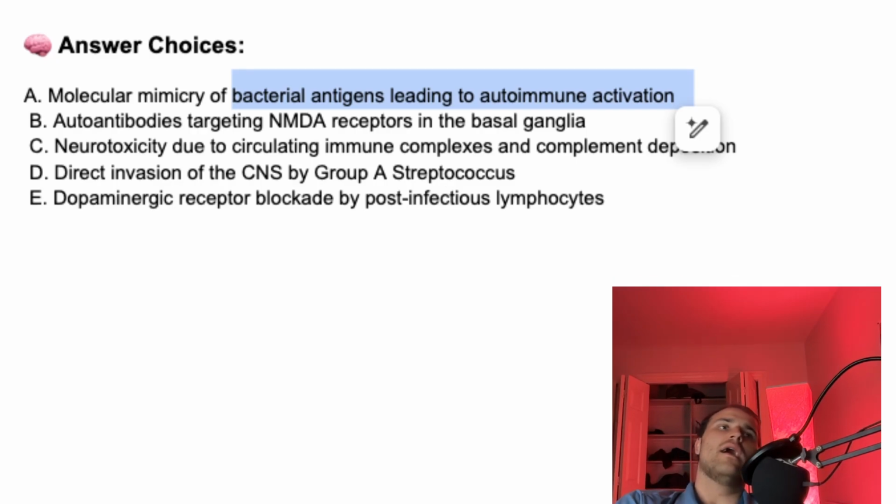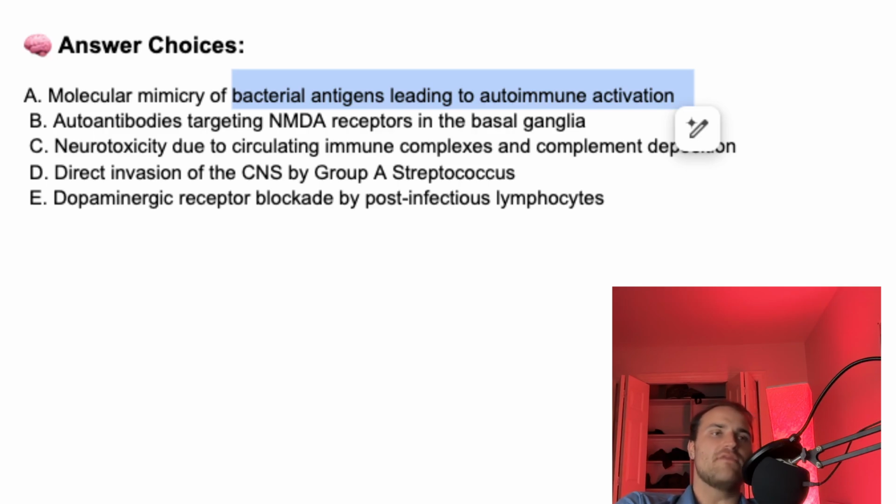Now B, autoantibodies targeting the NMDA receptors in the basal ganglia. That would be anti-NMDA receptor encephalitis, which typically presents with psychiatric symptoms, seizures, and autonomic instability, and it's not going to be associated with group A strep at all. Next, neurotoxicity due to circulating immune complexes and complement deposition. This is your type 3 hypersensitivity reaction, like serum sickness or post-streptococcal glomerulonephritis, not your Sydenham chorea. So you're not going to have that molecular mimicry. That's a type 3 hypersensitivity, so forget about it.